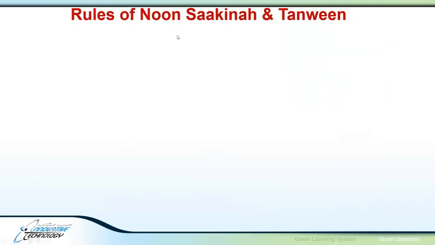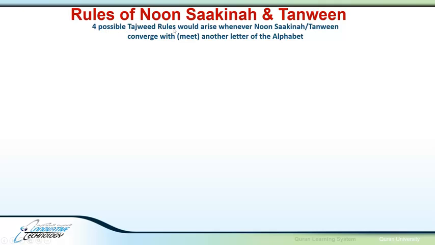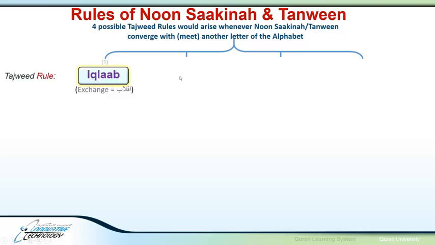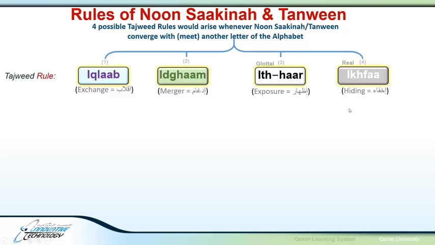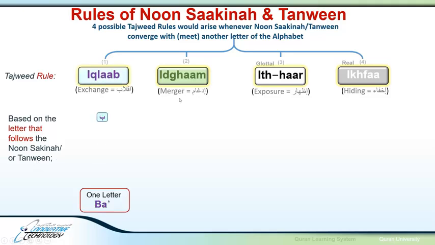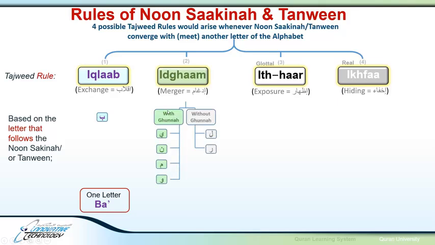In the previous introduction about Nun Sakinah and Tanween, we mentioned that there are four possible Tajweed rules that would arise from the Nun Sakinah or Tanween convergence, meaning meeting with another letter of the alphabet. Those four possible rules were Iqlab, Idgham, Idhar and Ikhfa. And we said that the rule would be based on the letter that follows the Nun Sakinah and Tanween. In the case of Iqlab, that letter would be the Ba, and in the case of Idgham, there would be either those letters in green or the letters in gray.